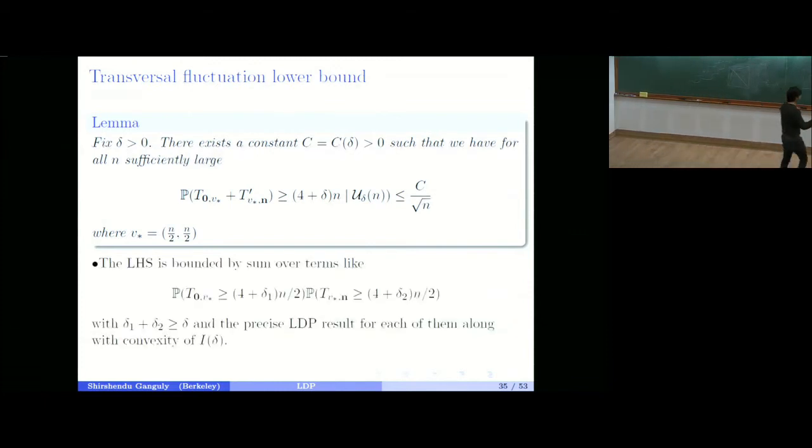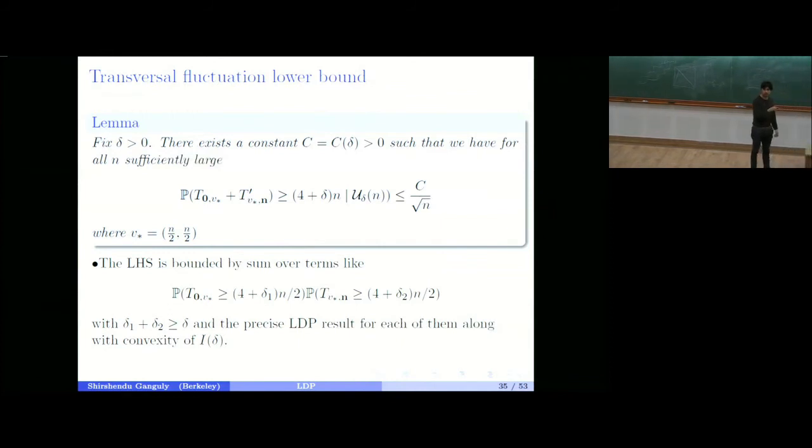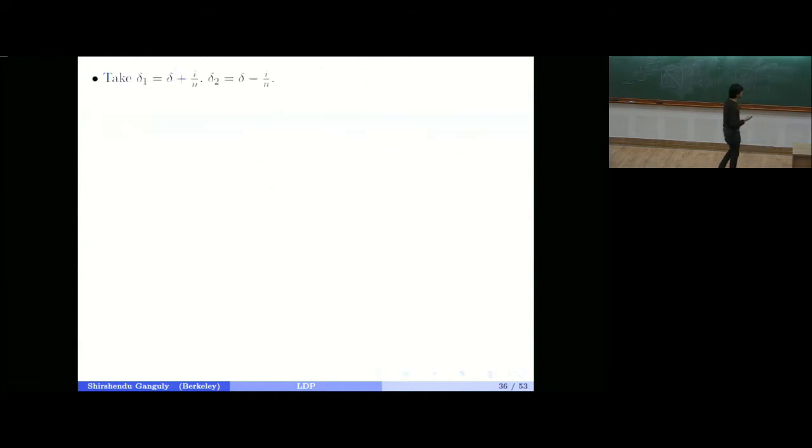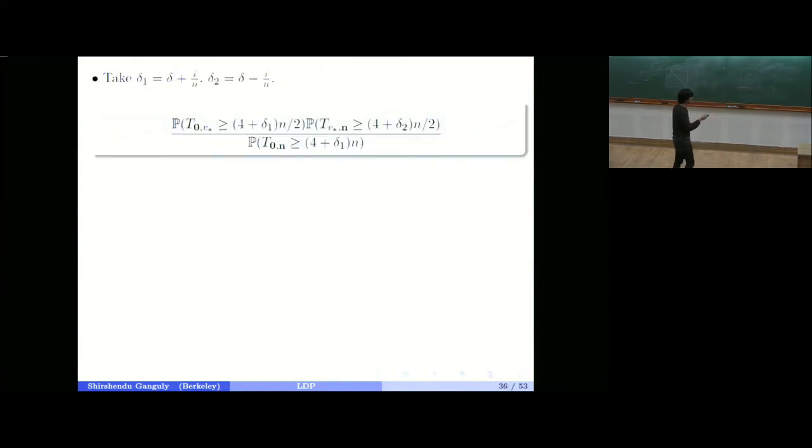And so this is nothing but convolution of two IID copies, right? So T0 V star and T V star n are the same in distribution. And for each of them, we have a precise large deviation principle. So you're basically trying to compute this thing, and you should be able to bound it using convolution of those two, right? And so this is exactly what we do. So this is exactly the conditional probability.